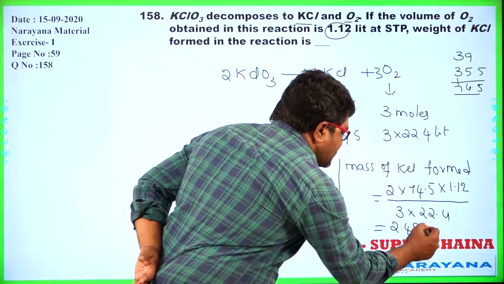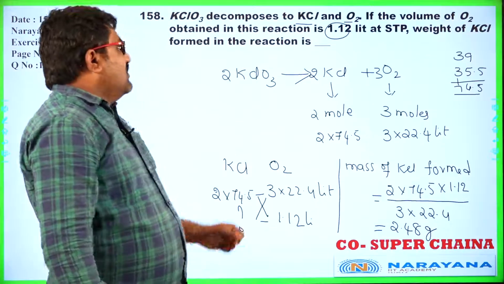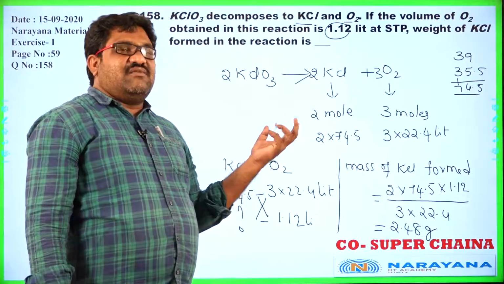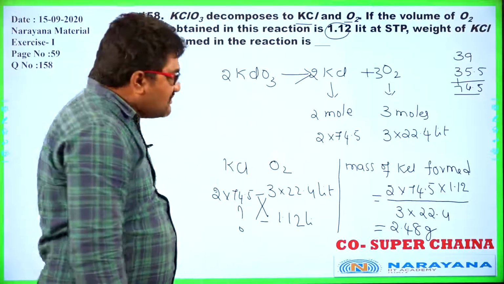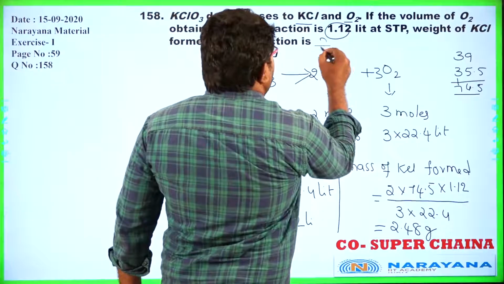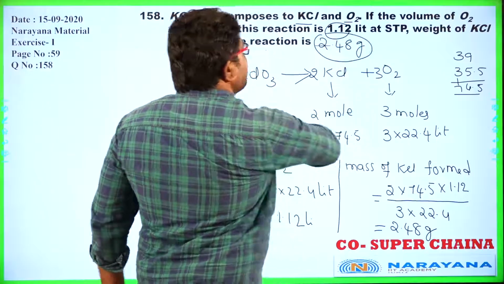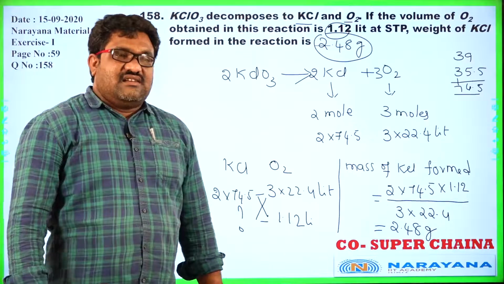By solving that calculation, I will get the answer 2.48 grams. So, along with 1.12 liters of oxygen, when KClO3 undergoes decomposition, the weight of KCl formed should be 2.48 grams. Is that clear? Yeah. Let us go for the next one.